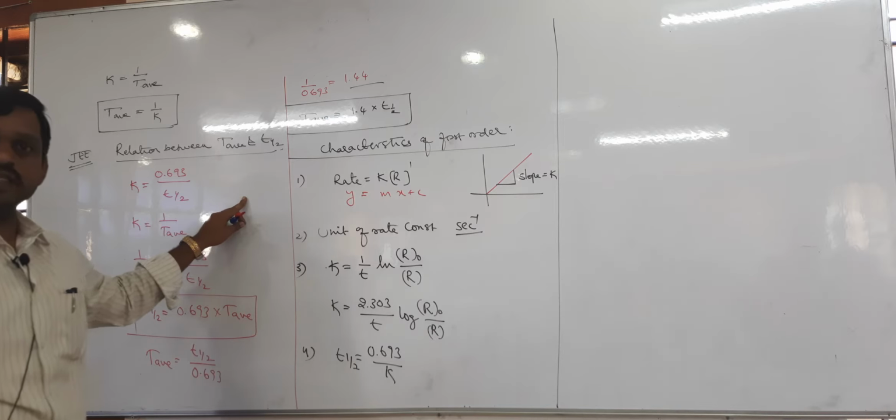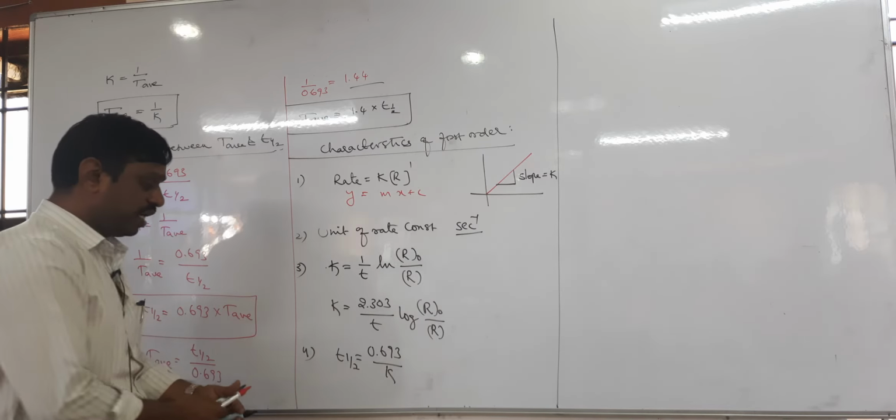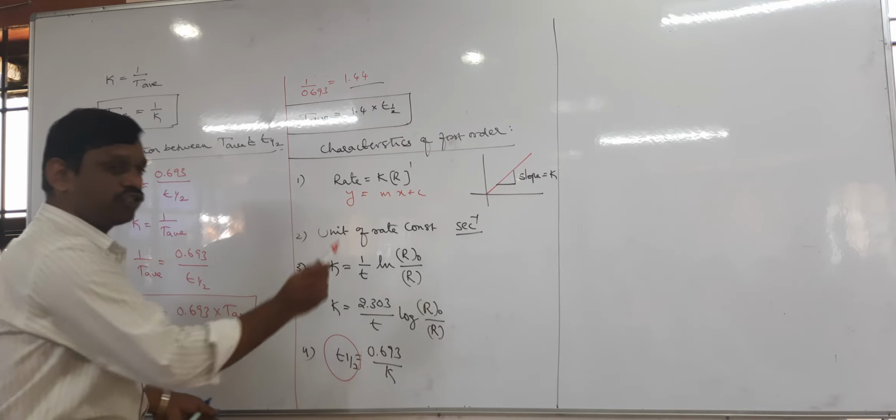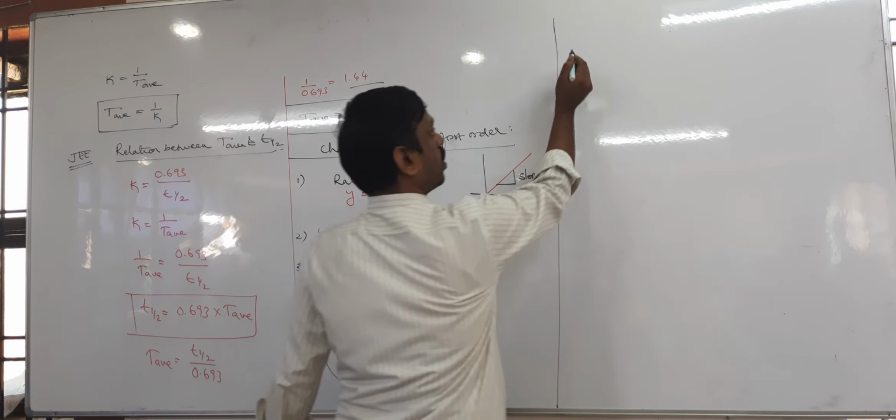Okay, that means T half of the reaction is independent of what? Concentration, initial concentration of reactant. Next, fifth one.